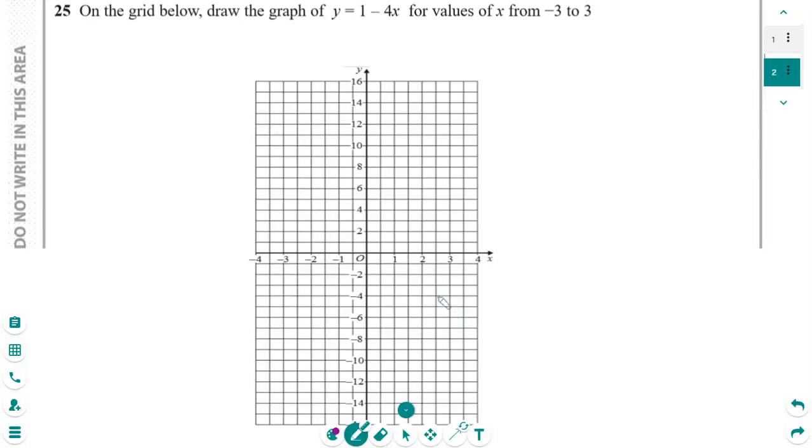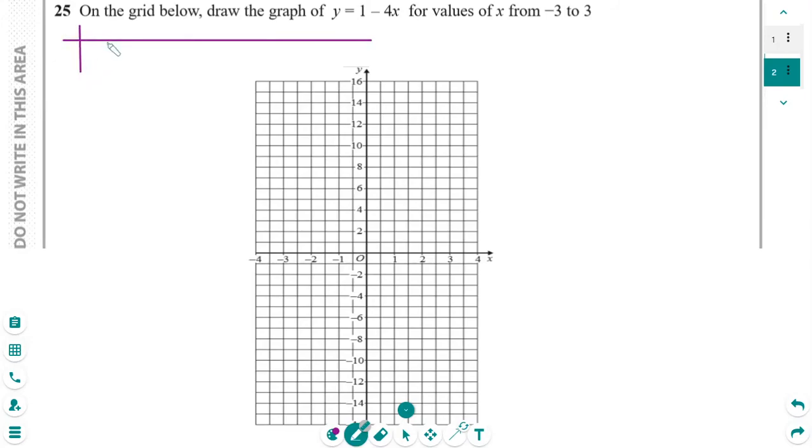For question 25, on the grid below, draw the graph of y equals 1 minus 4x for values of x from -3 to 3. Now, to draw the graph, first you need to make a table of values. I'm going to make a sketch of the table for it.